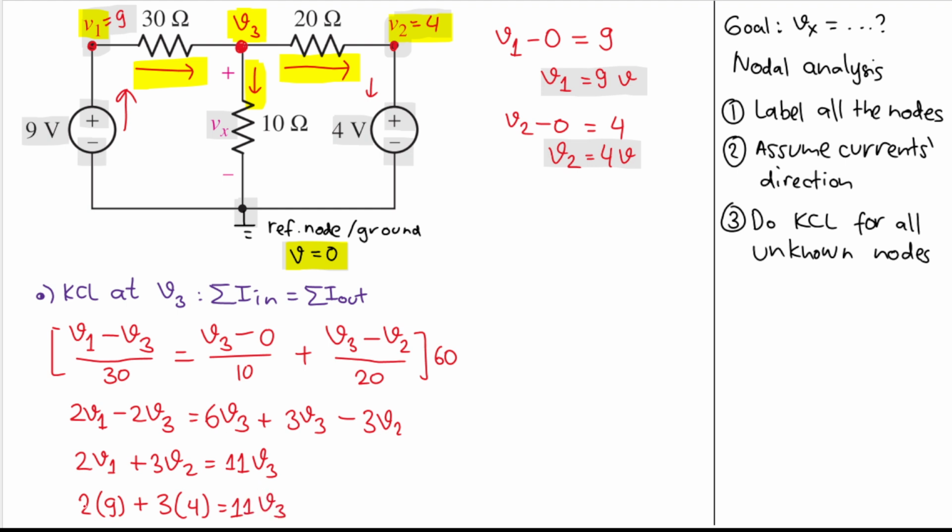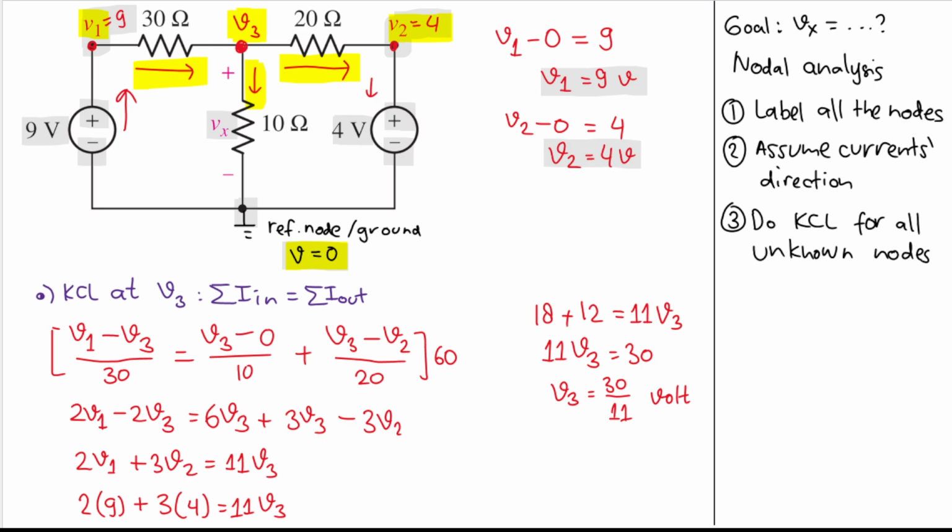Good. 2 times 9 is 18. And then 3 times 4 is 12. And that will equal 11V3. Okay. Let's rewrite this as 11V3 is equal to 18 plus 12. That will be 30. So we can isolate V3 here. That will be 30 divided by 11 volt. Okay, so we know that this is the value of V3.